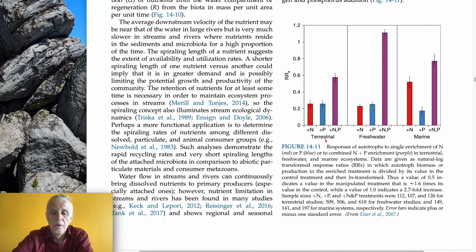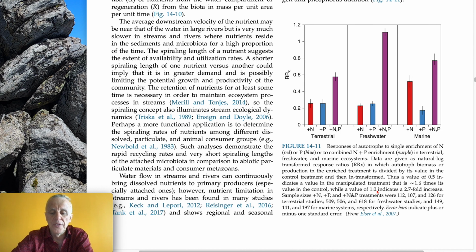In terrestrial, freshwater, and marine ecosystems, data are given as natural log transformed response ratios, or RRX, and that is on the y-axis, in which autotroph biomass or production in the enriched treatment is divided by its value in the control treatment and then natural log transformed. Thus, a value of 0.5 indicates a value in the manipulated treatment that is 1.6 times its value in the control, while a value of 1.0 indicates a 2.7-fold increase.